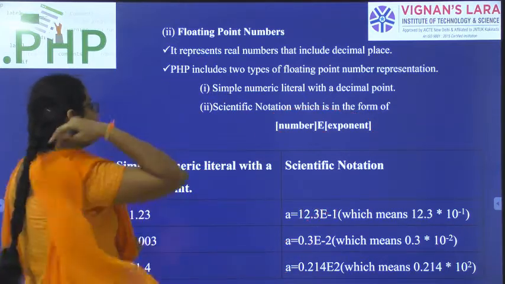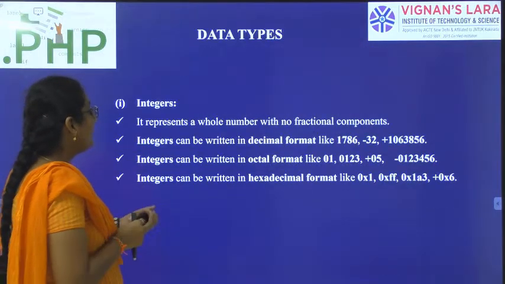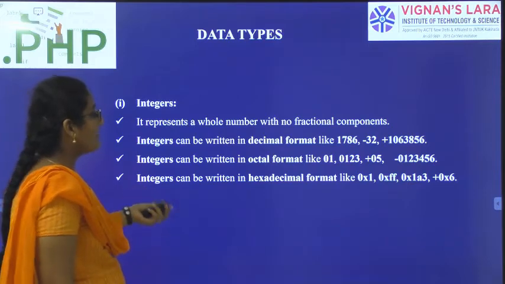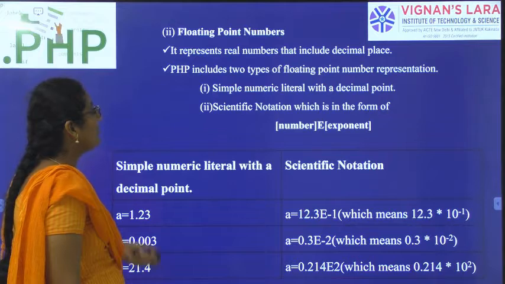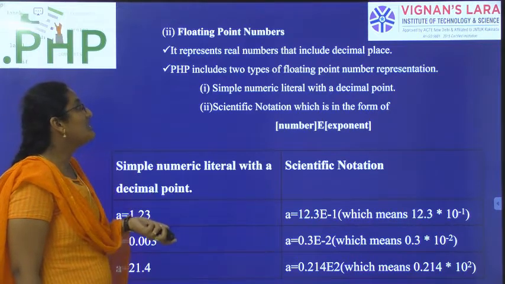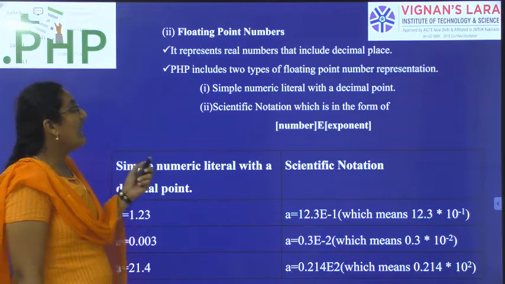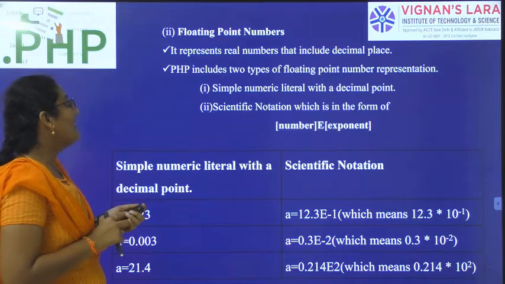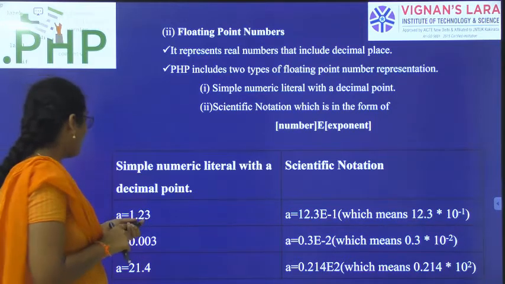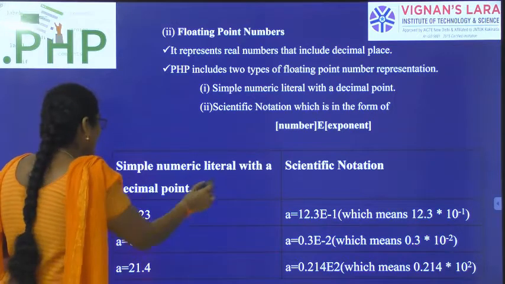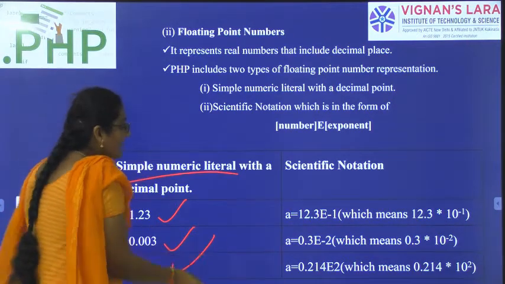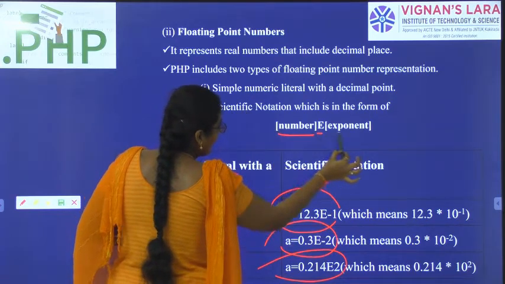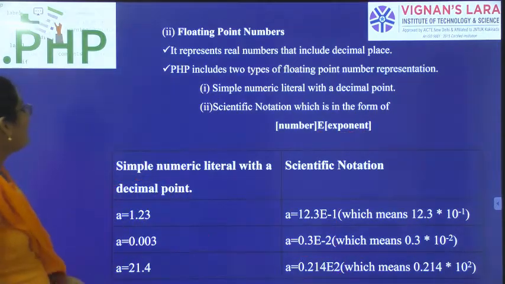These are scientific notations. So first one is integer, which is nothing but a representation of whole number with no fractional components. It can be in decimal format, octal format and hexadecimal format also. Next one is floating point number, which is nothing but the representation in real numbers, and here also we can have decimal places, but the floating point is divided into two types: simple numeric literal and scientific notation. Simple numerical literal examples are these. Scientific notation examples are these. Scientific notation should be number, E and exponent. That is the floating point.